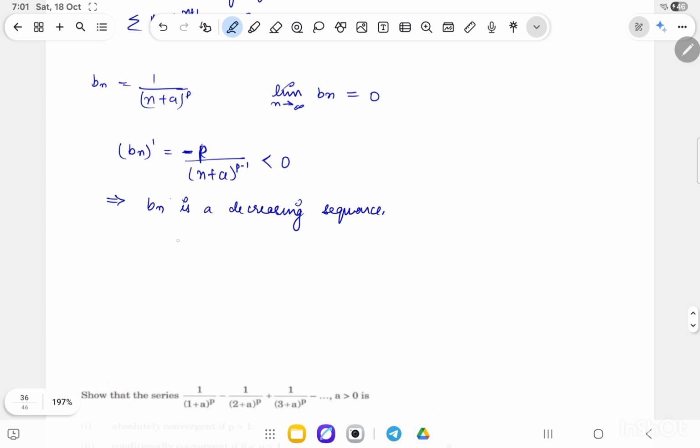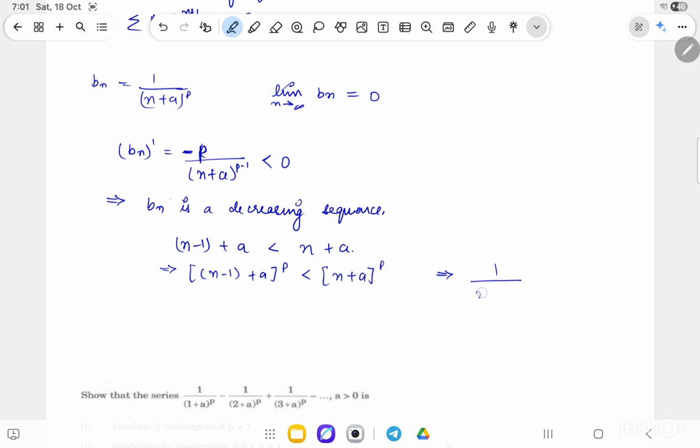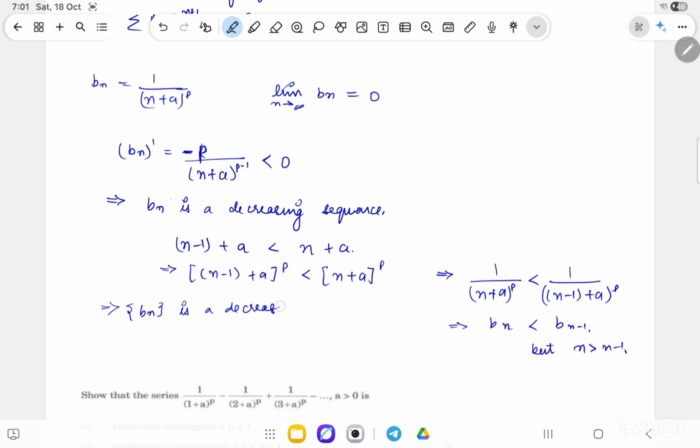Also you can do it another way, because we know that n minus 1 plus a will be less than n plus a, and from here (n-1+a)^p will be less than (n+a)^p, and from here we can conclude that 1 by (n+a)^p will be less than 1 by (n-1+a)^p. That is, the nth term bn is less than bn minus 1, since n is greater than n minus 1. So from here we can conclude that our sequence bn is a decreasing sequence.